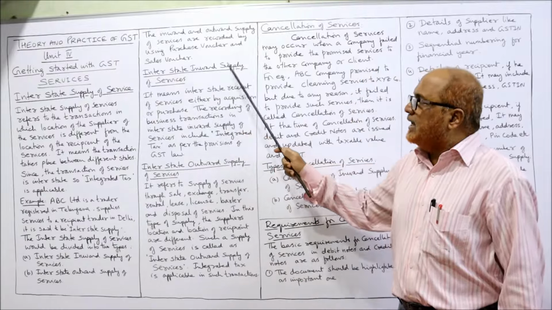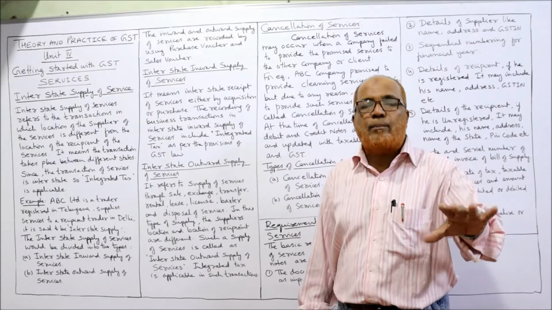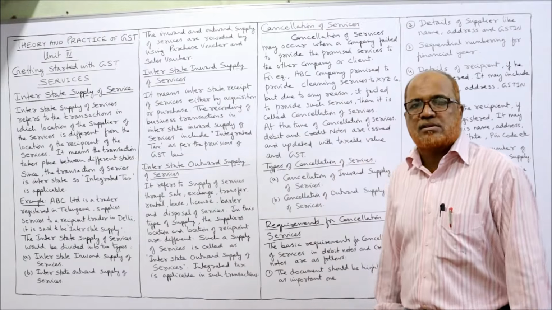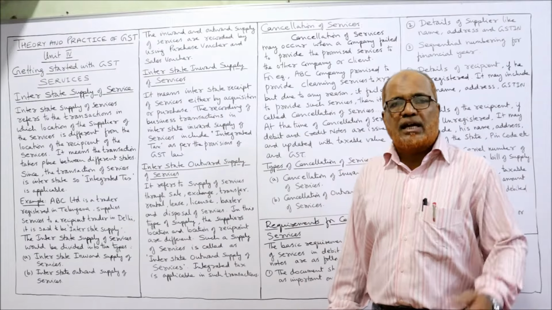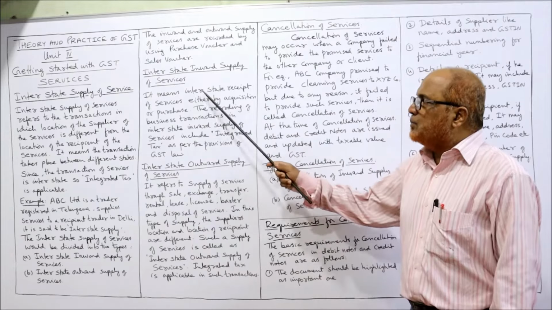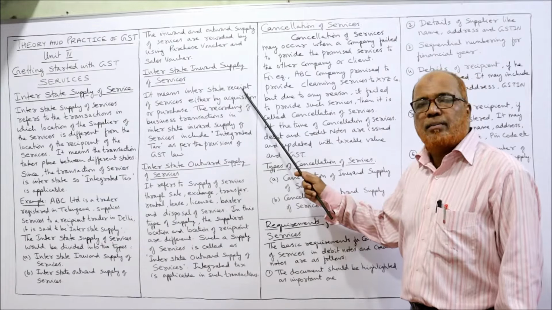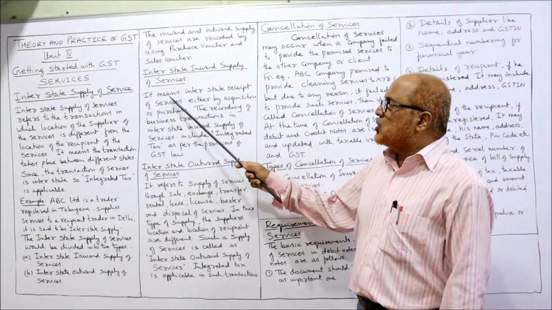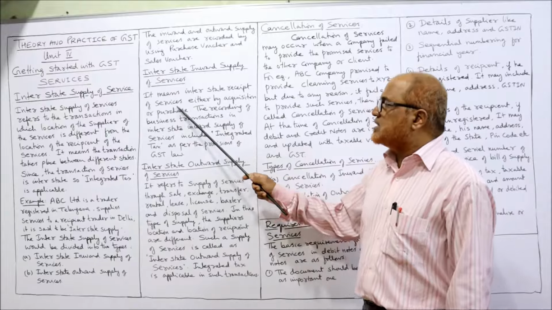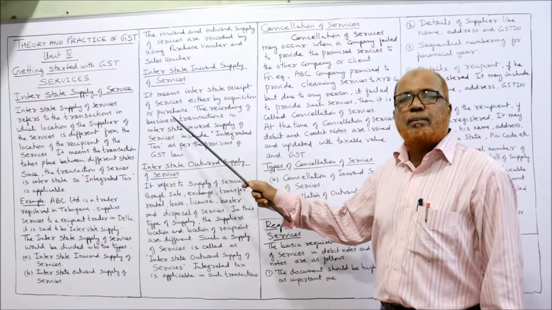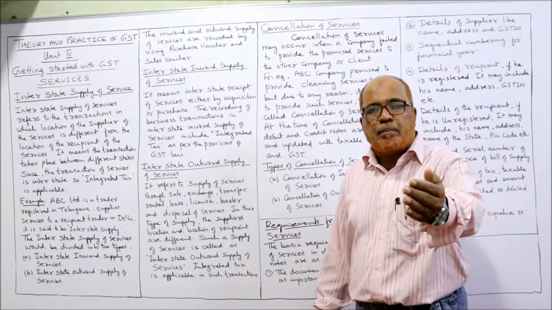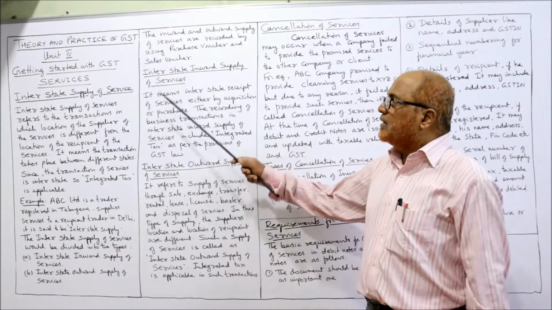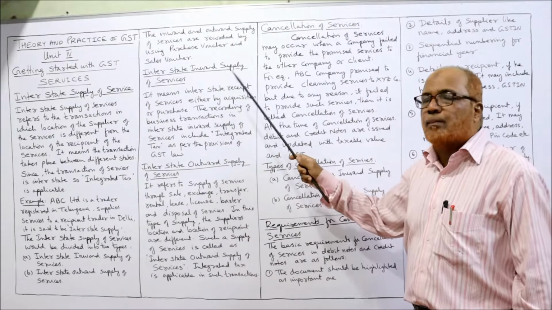Now I am going to elaborate on inward supply of service and outward supply of service. First of all, interstate inward supply of service. It means interstate receipt. Remember, when we say inward, it means receiving, purchasing. So it means interstate receipt of services either by acquisition or by purchase. When a company is purchasing or acquiring the service, it is nothing but the interstate inward supply of service.